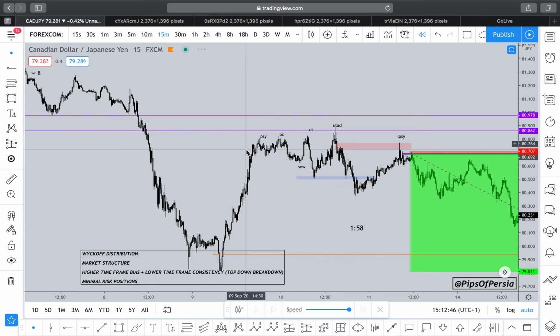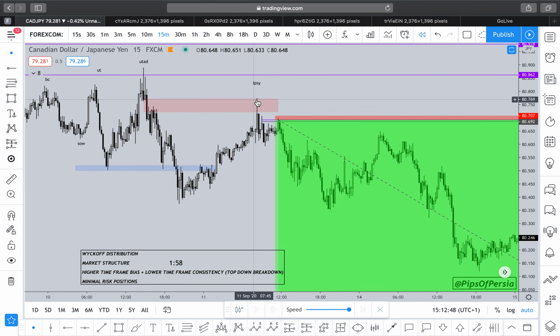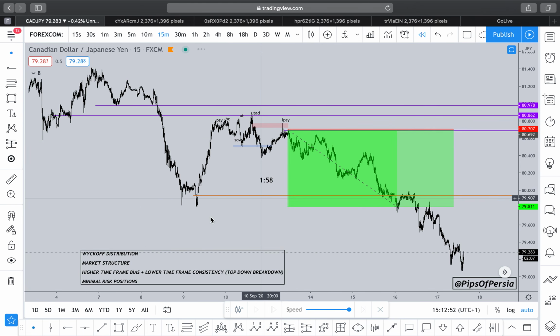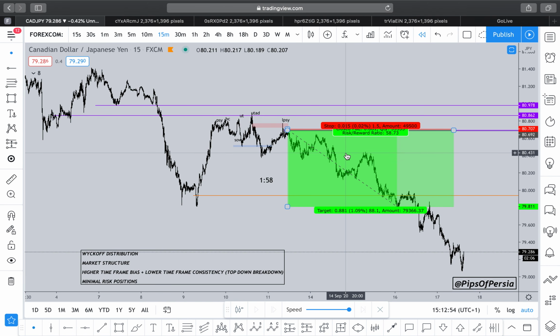And then with a little bit of patience, instead of catching it at the high for a 1 to 10 risk to reward ratio with the same take profits, you would have been able to wait a little bit more, look at the fractal nature of the market, zoom in a little bit more, and be left with a 1 to 58 risk to reward, which is also fantastic.